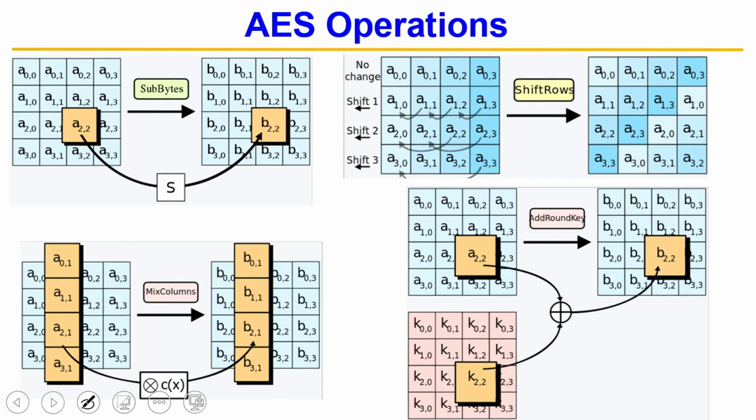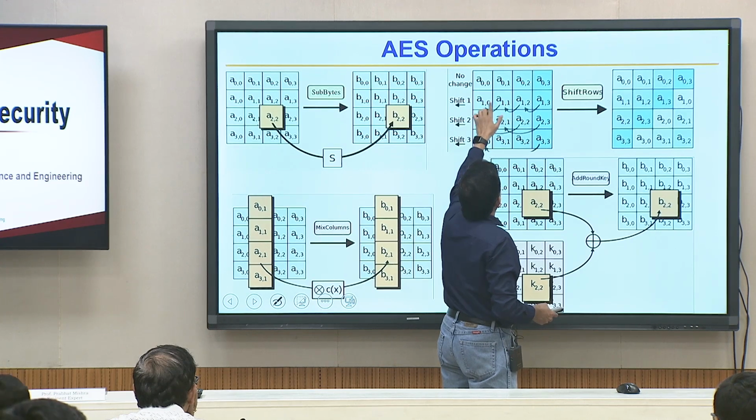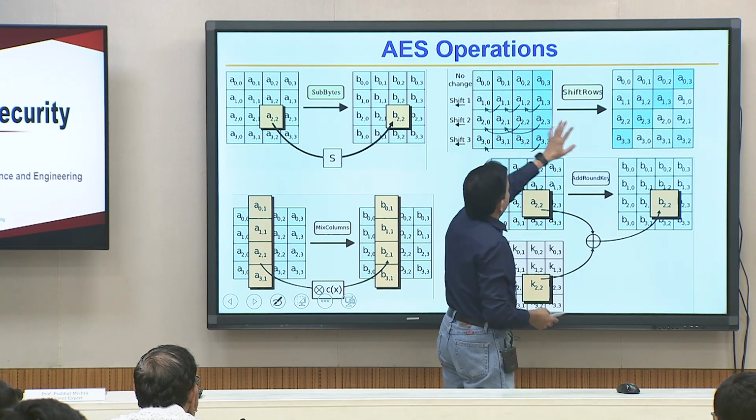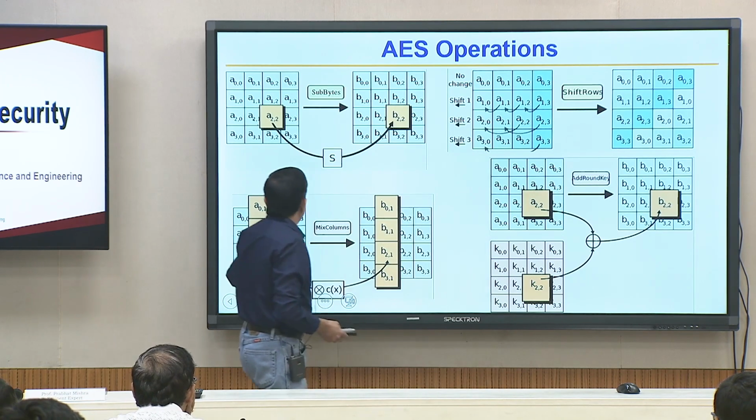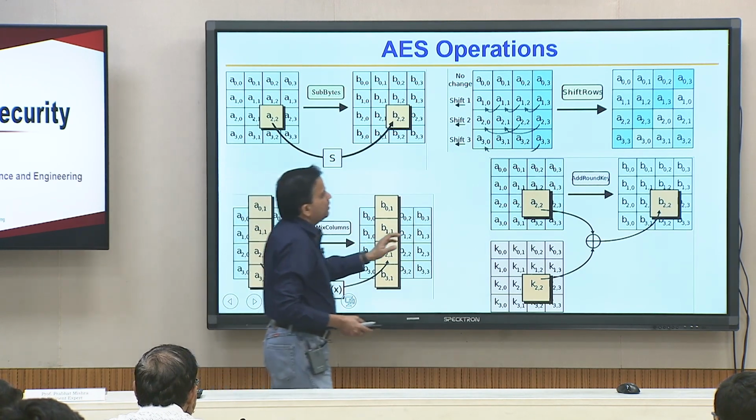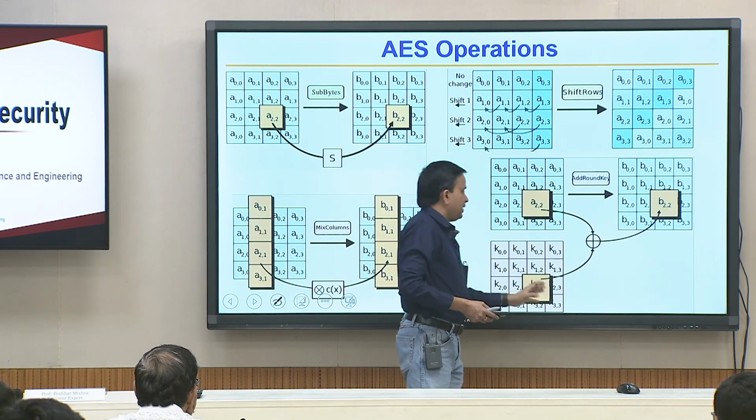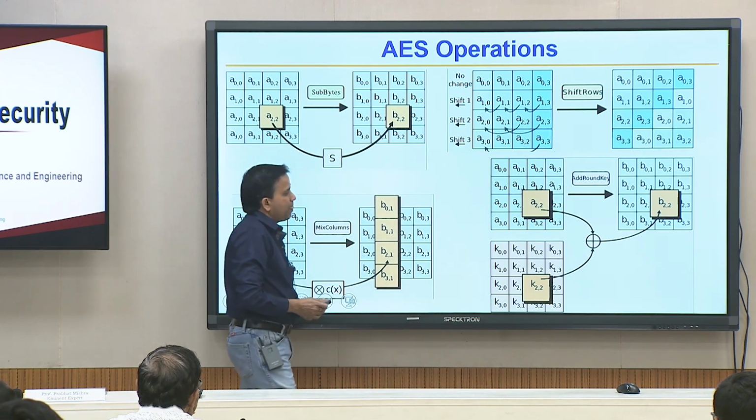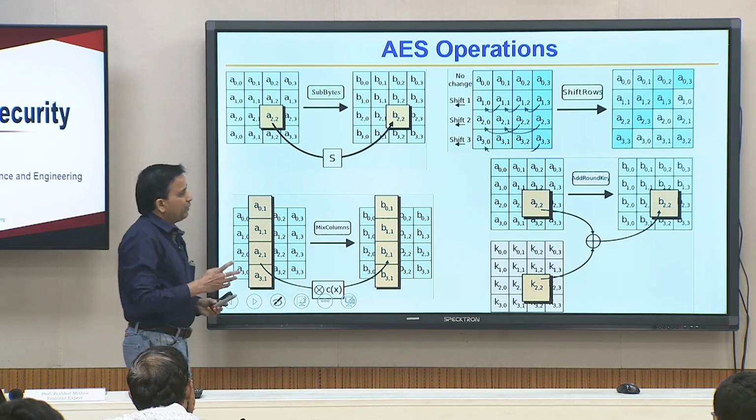Sub bytes is basically you are moving a specific location value from one table to another table. It could be you are shifting some rows, so these numbers are getting shifted, this value comes to the left and so on and so forth. Or you are mixing some columns with other columns, or you are adding the round key and all that stuff that happens.